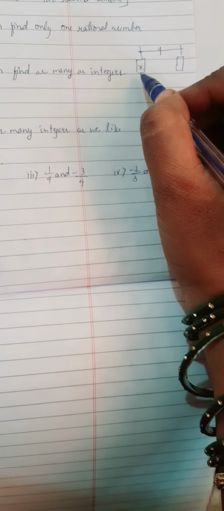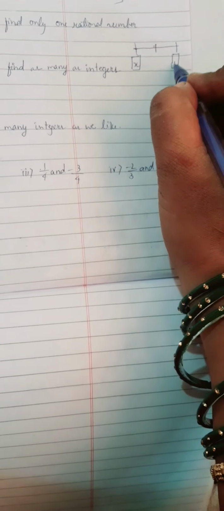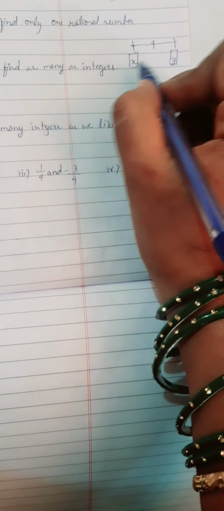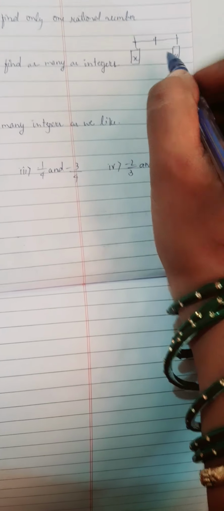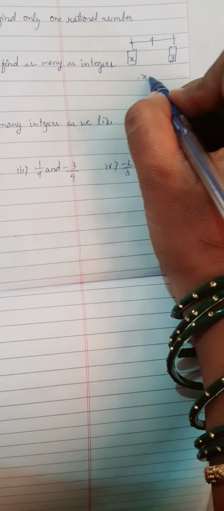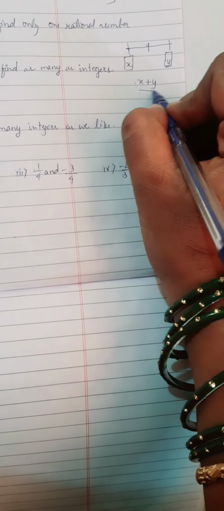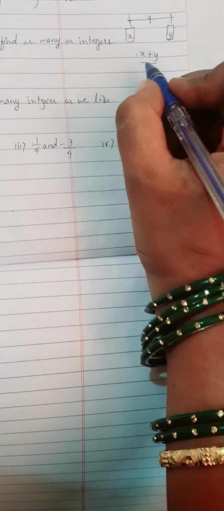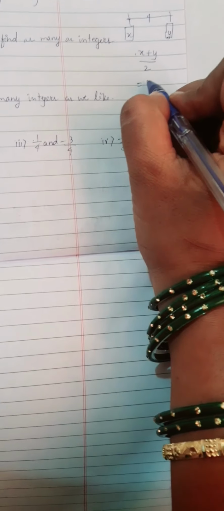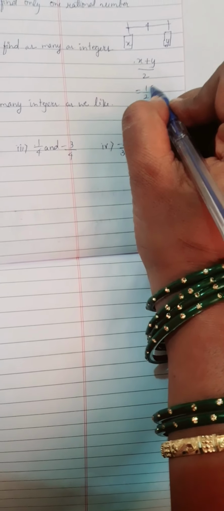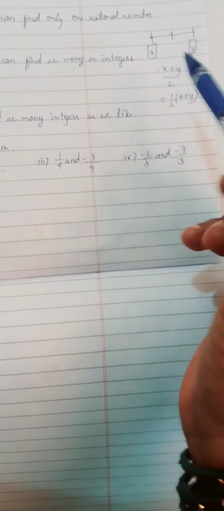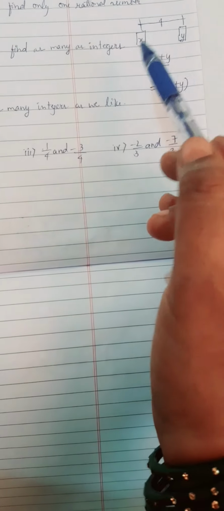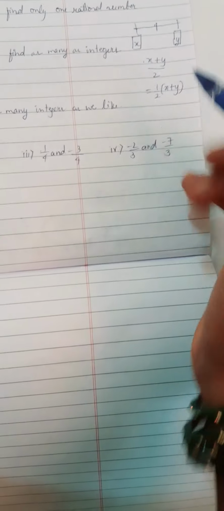So how to find it? Let us take the left rational number as x and the right rational number as y. Now to find the rational number between x and y, we have to add x plus y divided by 2. This can also be written as 1 by 2 into x plus y. So in this worksheet we are going to find the rational number between two rational numbers.